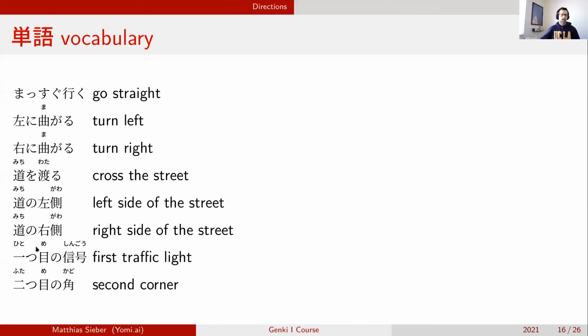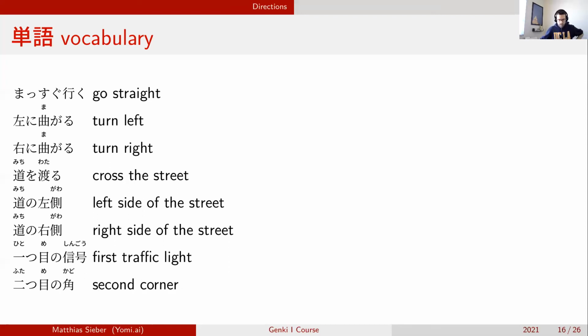We also have michi no, and here the hidari has the kunyomi reading. Hidari gawa, gawa is like the side. So michi no hidari gawa, the left side of the street, right? Michi no migi gawa, right side of the street. And then hitotsume no shingou. So here we have the generic counters in combination with me. So we have hitotsume, futatsume, etc. And then shingou is traffic light, right? So hitotsume no shingou, the first traffic light, and then you can say, turn left, turn right, whatever. Futatsume no kado. Kado is corner. So futatsume no kado is second corner. So those are some useful expressions.